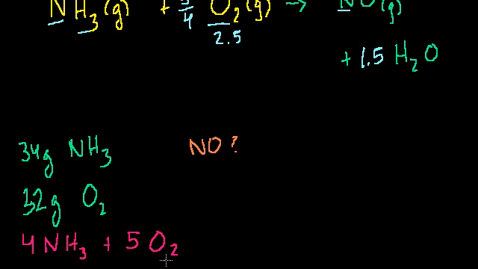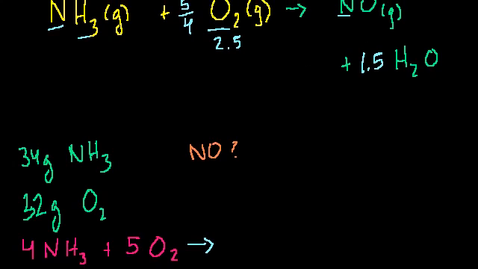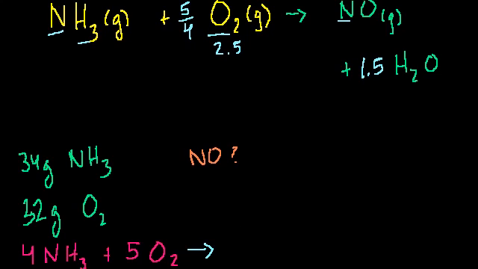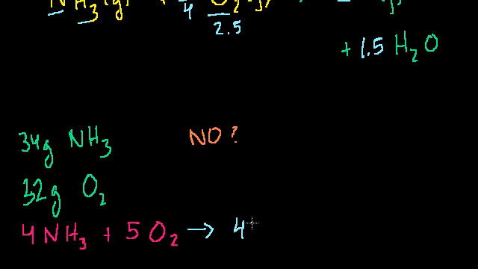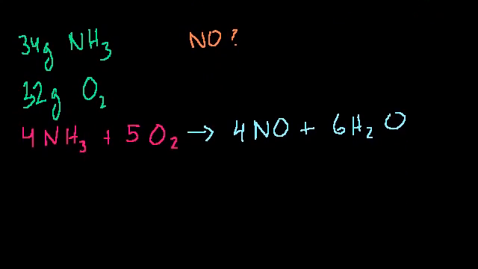And we're just multiplying everything by 4. That's what we were doing. Yields 4 NO, nitrogen monoxide. So 4 NO plus, we multiplied both sides by 4, so plus 6 waters, 6 H2O. So there you go. We got some good practice balancing equations. So let's go back to the original problem.